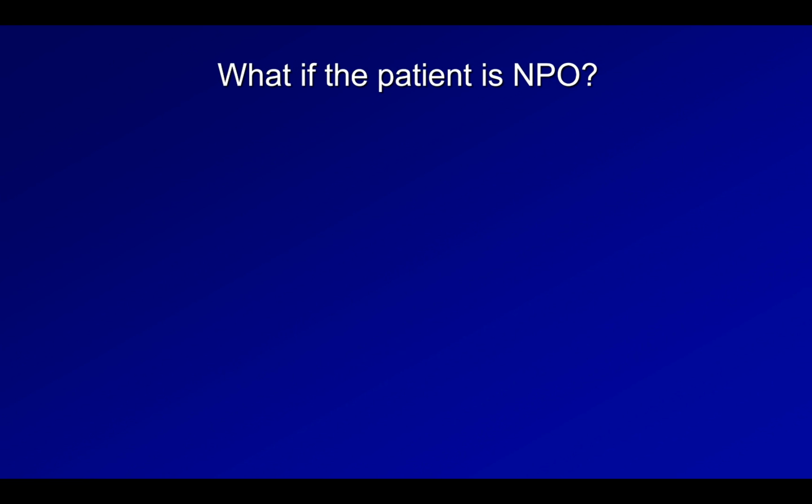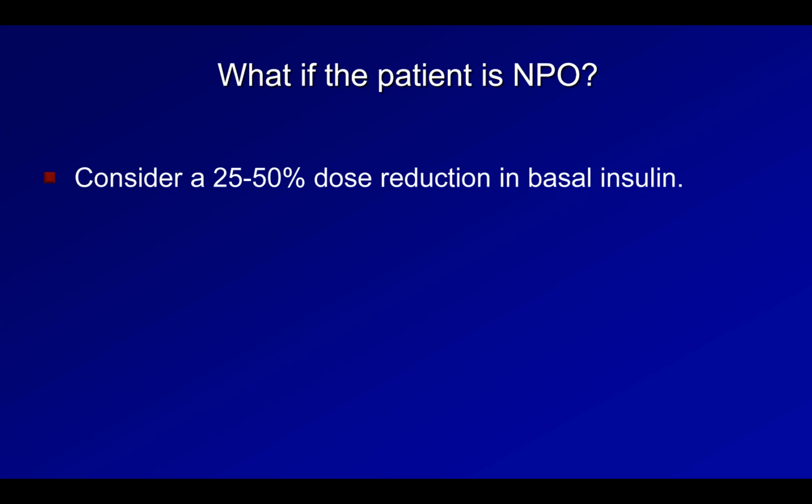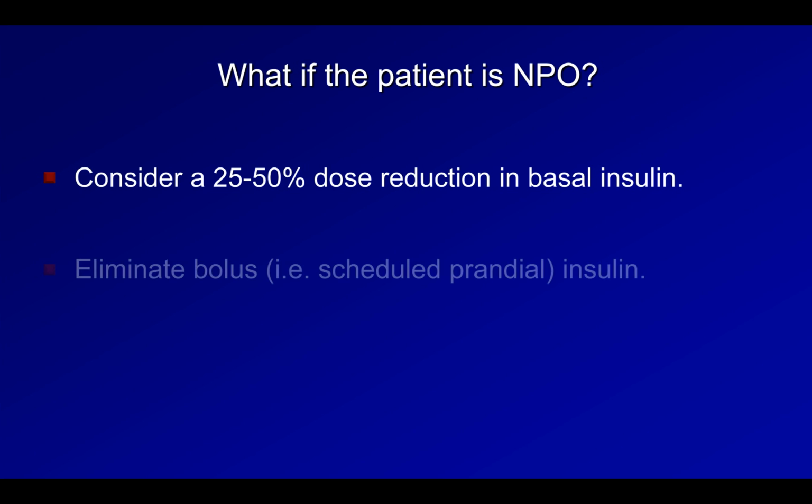How does the typical basal-bolus regimen change if the patient is NPO? First, consider a dose reduction in basal insulin. Type 2 diabetics on NPH should have a closer to 50% reduction, while in type 1 diabetics and type 2 diabetics on glargine, a reduction of 25% is more appropriate. Next, eliminate the bolus insulin.